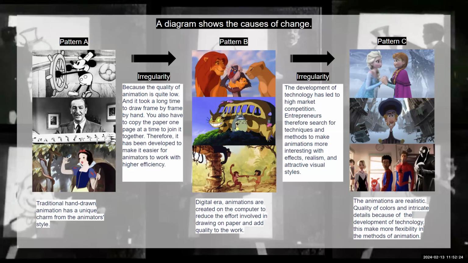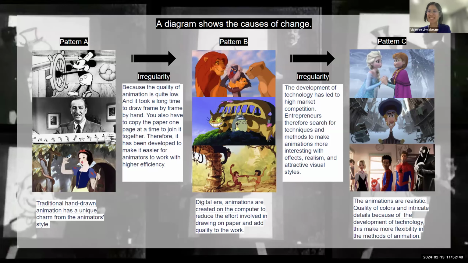Then in the last pattern, all of this has been digitized. 3D animation and combination techniques become popular in this period too. At the same time, new techniques are constantly being experimented with. So that's all of my presentation.